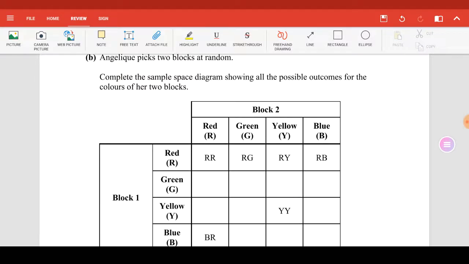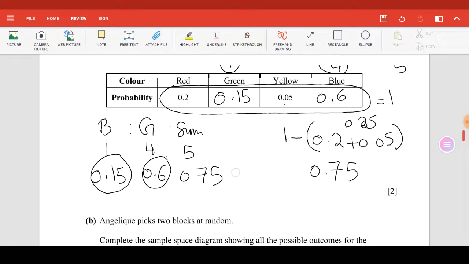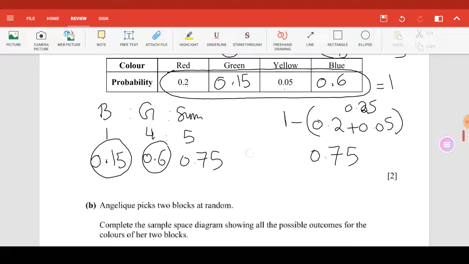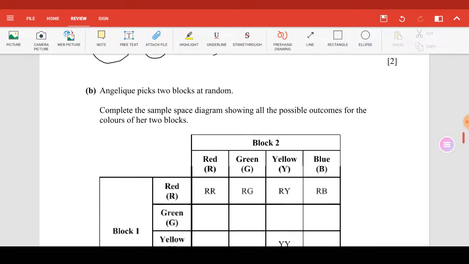Okay, Angelic picks 2 blocks at random. Complete the sample space diagram, shows all possible outcomes for the colors. Okay. Letter B, complete the table to show the probability of picking each color. We did it. Picks 2 blocks at random. Complete the sample. Yes. Okay.